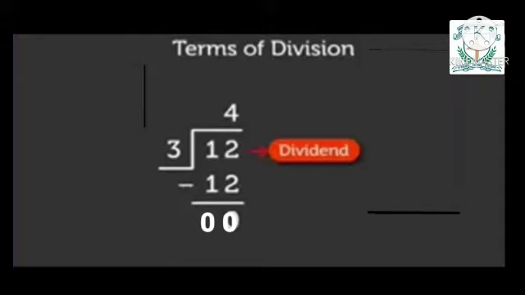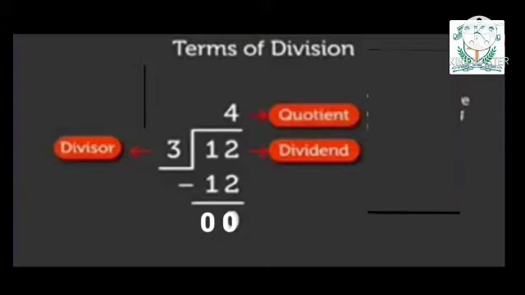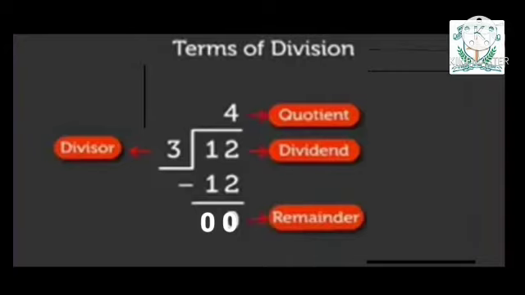The number that divides the dividend is called the divisor. Here 3 is the divisor. The answer we get after dividing the number is called the quotient. Here 4 is the quotient. The number that remains after dividing is called the remainder. Here 0 is the remainder and 3 is the divisor.